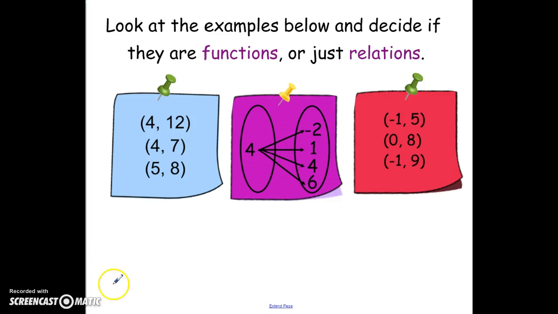Looking at these examples, all of these are relations. This one's not a function because we repeated 4's. This one's not a function because there's only one x in all of these y's. This one's not a function because we repeated -1's. But all of these are relations because we have x's and y's put together.